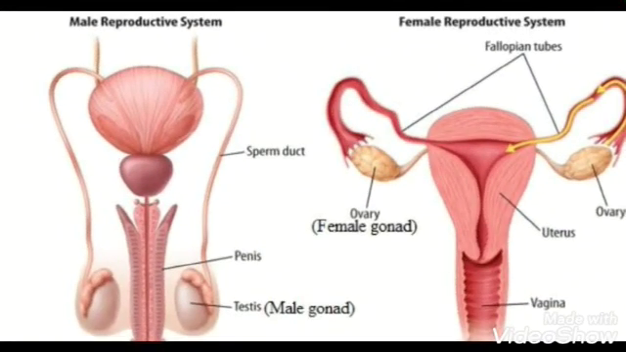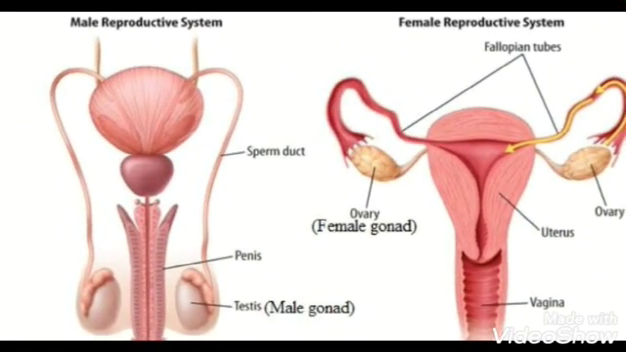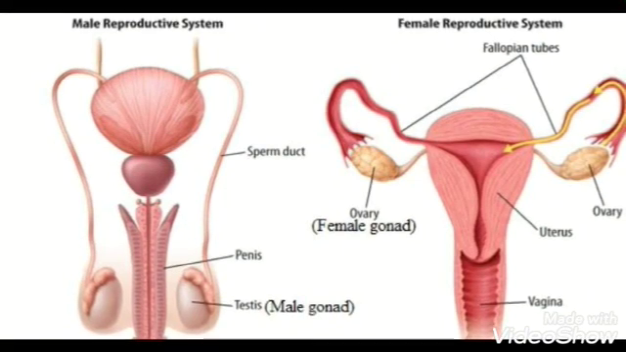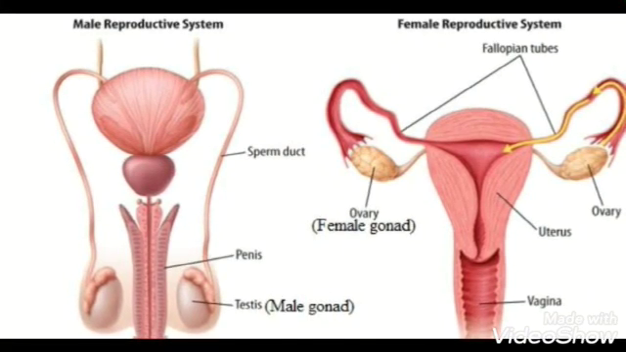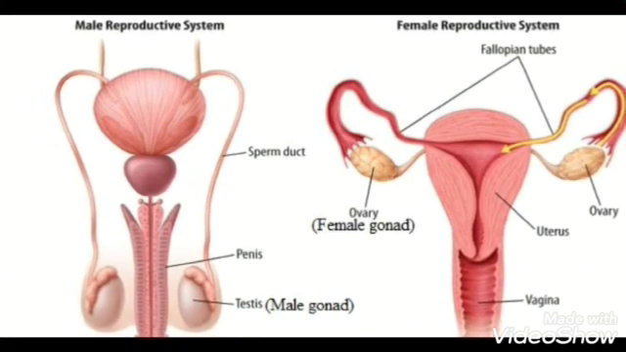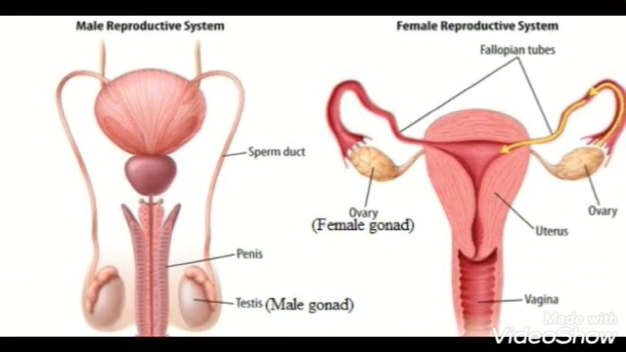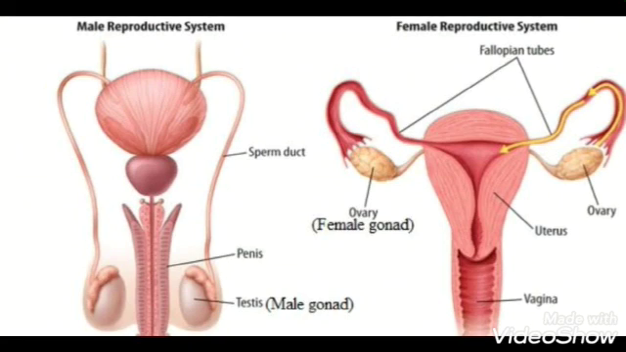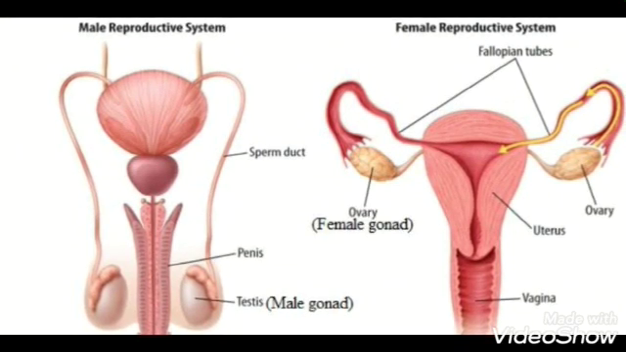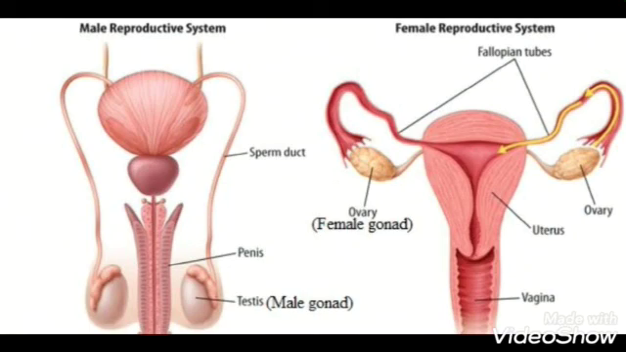Gonads are of two types, the testes and the ovaries. The testes are present in male while the ovaries are present in female. Testes produce testosterone and ovary produces estrogen and progesterone. Testosterone influences the process of spermatogenesis and estrogen and progesterone influence the oogenesis.